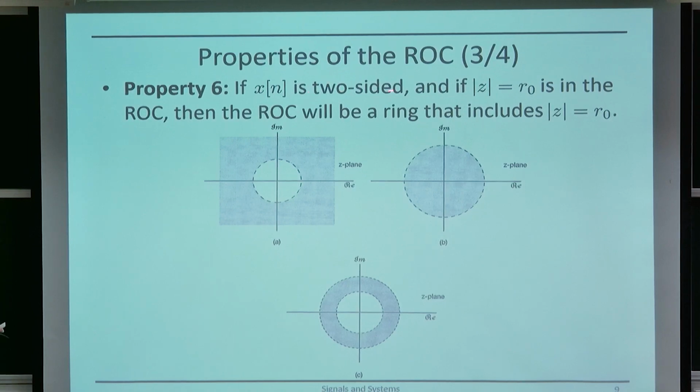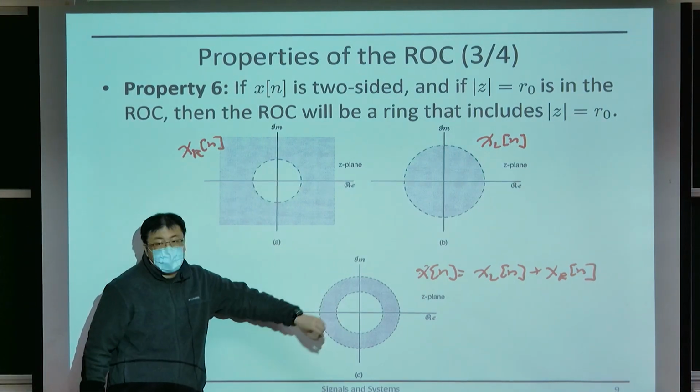For a two-sided signal, if you know that this circle is in the ROC, meaning that the ROC exists, then the ROC must be a ring that includes this circle. This is because you can split the two-sided signal into a right-sided signal, which has an ROC like this, and a left-sided signal, which has an ROC like this, and the intersection of these two will be this. So this corresponds to the right part, and this corresponds to the left part. And if you have x[n] equal to the left part plus the right part, you should have an ROC that is the intersection, okay?